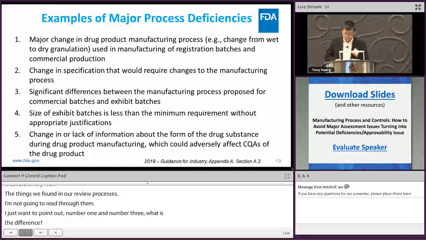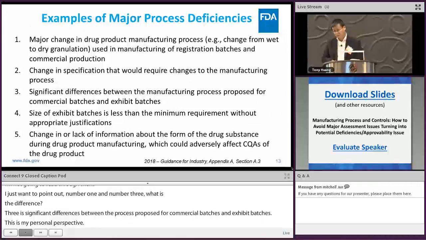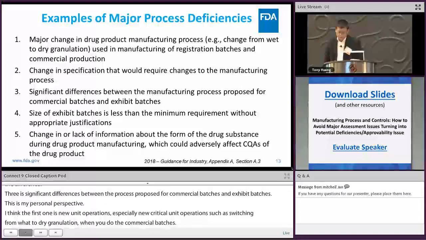This is my personal perspective. I think the first one involves new unit operations, especially new critical unit operations, such as when you switch from wet granulation to dry granulation when you do the commercial batches, or vice versa. For number 3, it would be the same unit operation, but it might use different methods.